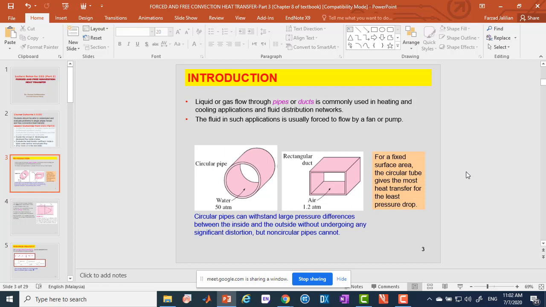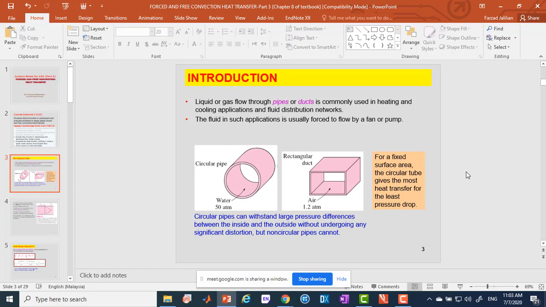Like what we had for the external flow, liquid or gas, for that kind of flow, the fluid was going around something. But for internal flow, the fluid, which can be liquid or gas, can go through something like pipe or ducts. And it can cause some heat transfer between the fluid and the pipe and also the surrounding.